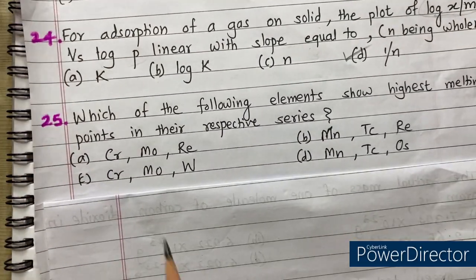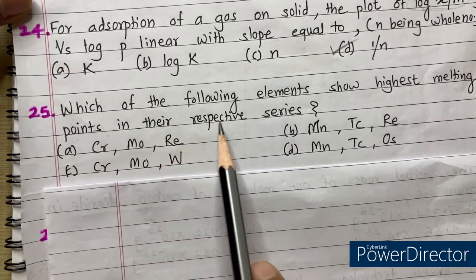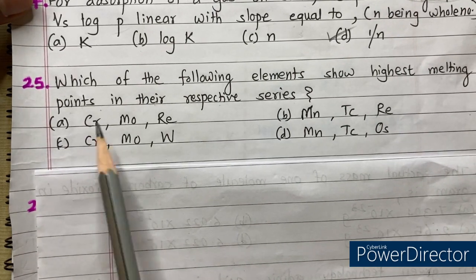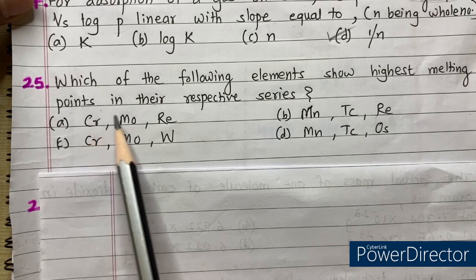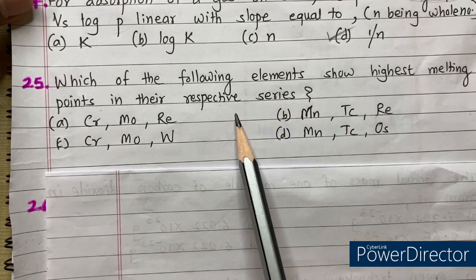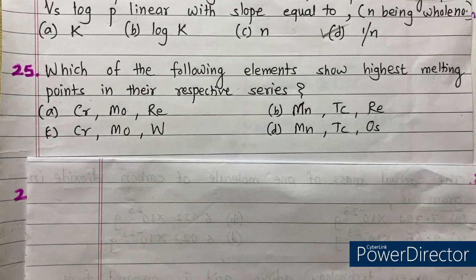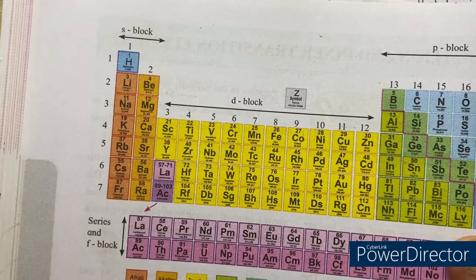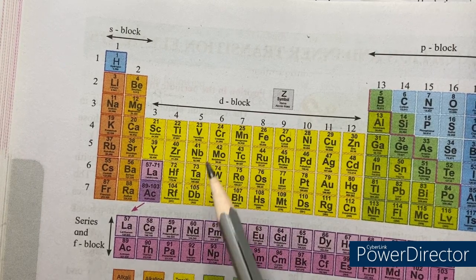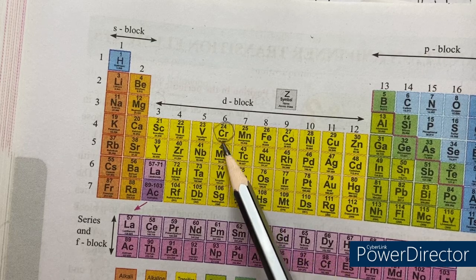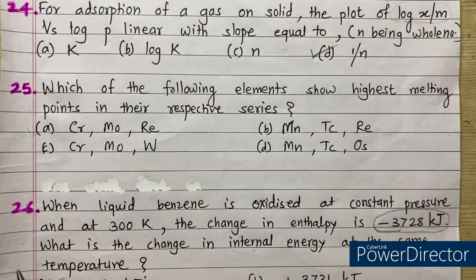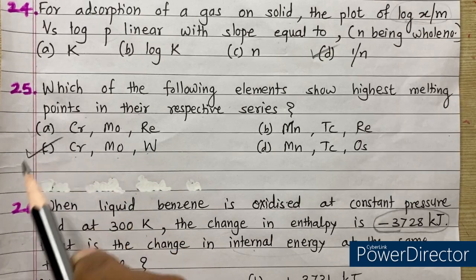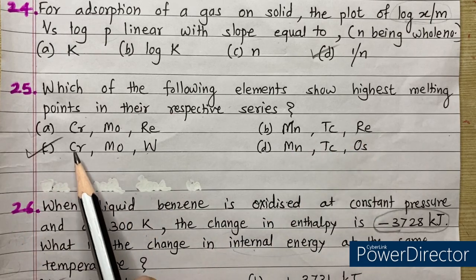Next question, here, which of the following elements show the highest melting points in their respective series? Now, options are given, elements from the 3d, 4d and 5d series. That is, in the respective series, which has the highest melting point. You know the periodic table, their melting point depends on their number of unpaired electrons. Now here 3d, 4d and 5d. Remember, in this series, it has the highest melting point. Here, it has the highest melting point and this one. That is chromium, molybdenum, tungsten. Therefore, the answer is chromium, molybdenum, tungsten. Remember, not this. Answer is this one.